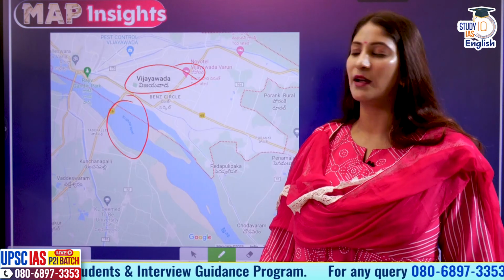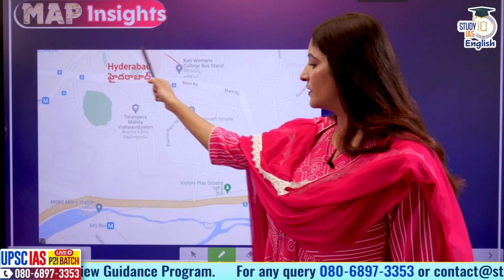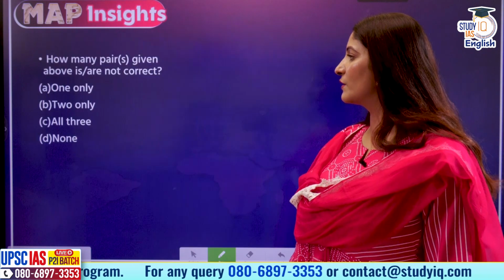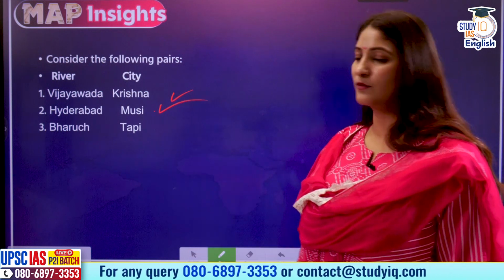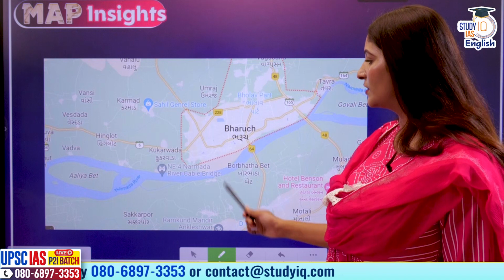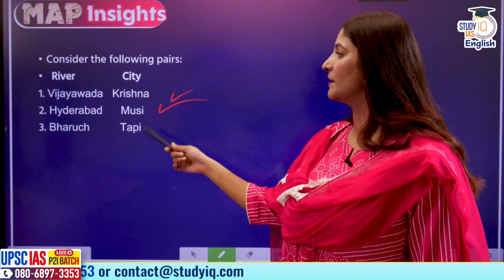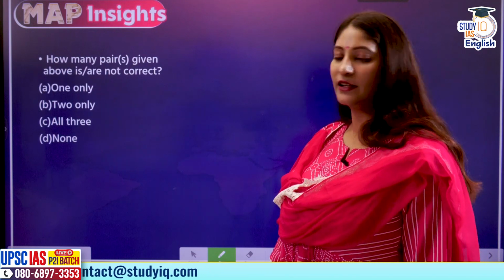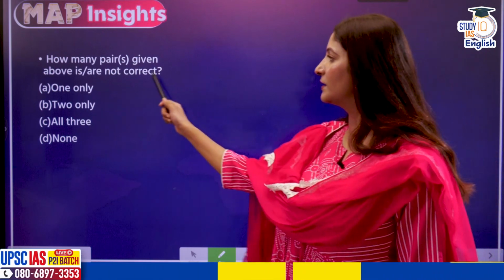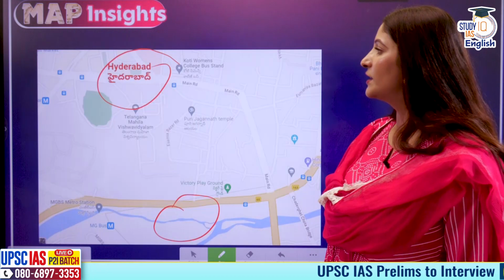Then we have Hyderabad. Hyderabad is also correct. Hyderabad is over here near the Musi river. This is the Musi river. So that makes the second correct. Then we have Bharuch. Bharuch is actually on the bank of the Narmada river, and not Tapi. So third is incorrect. Beg your pardon, it's asking us about not correct. One only will be the correct answer. Moving on to the next question.